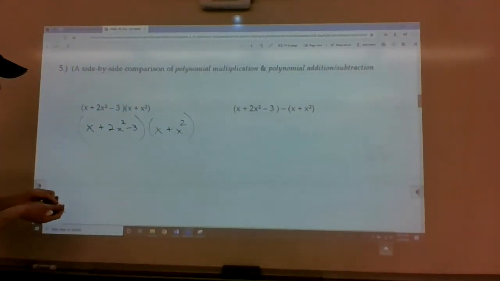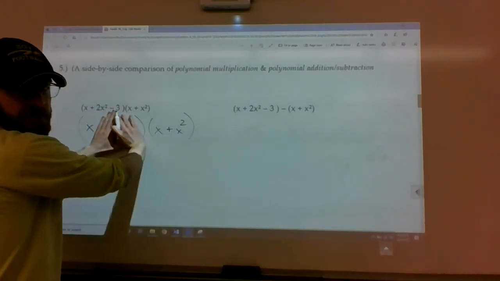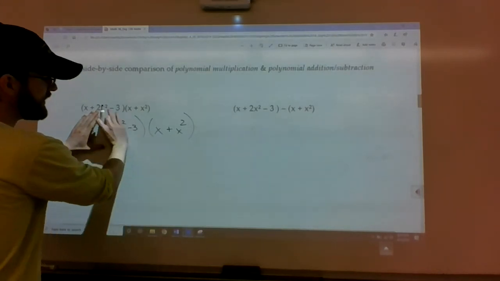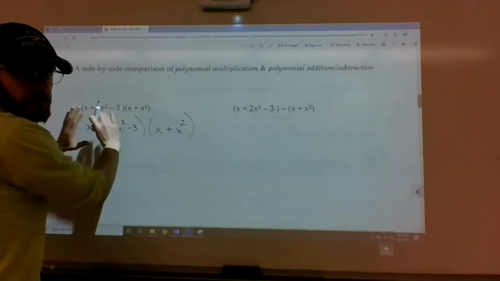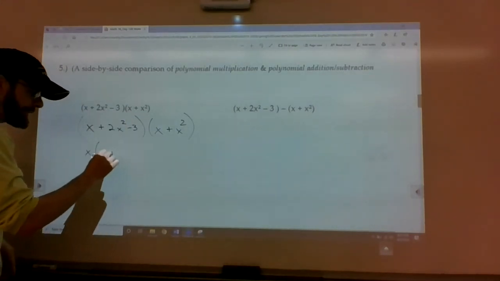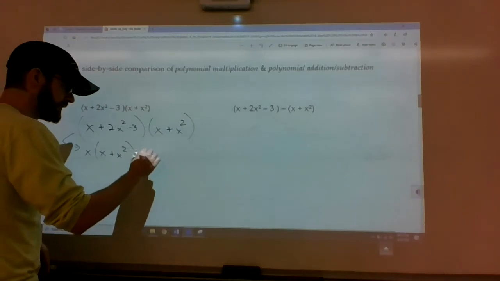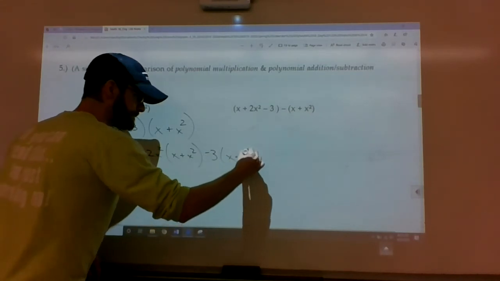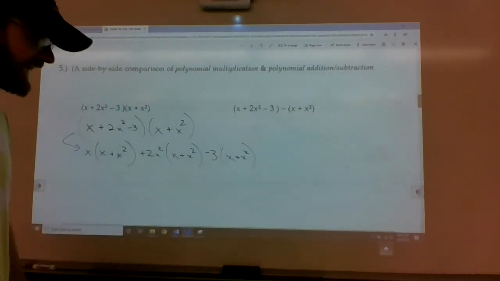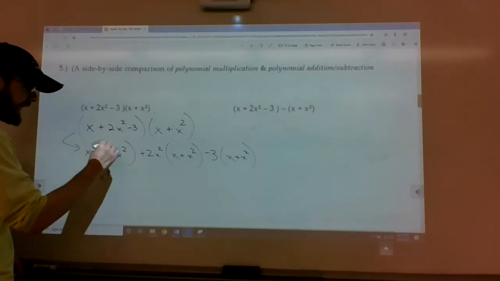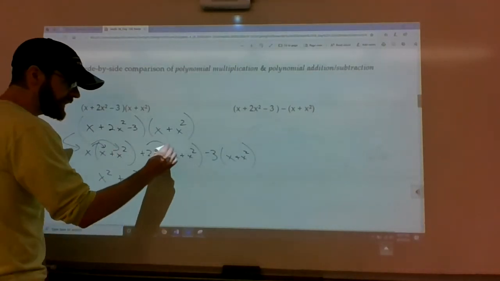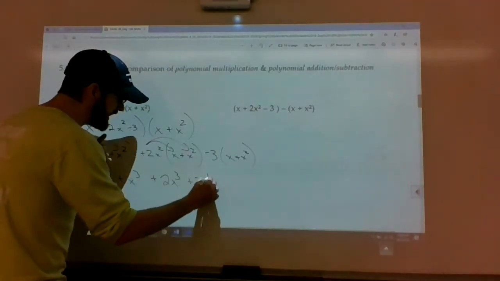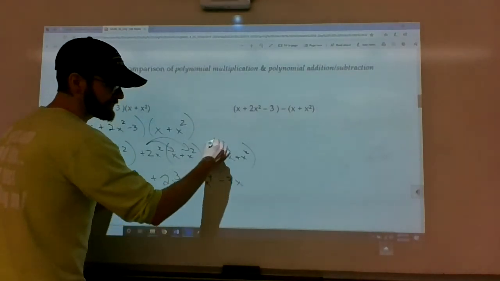So this one, all we got to do is say we're taking x times everything in x plus x squared. Then we're taking negative 2x squared times everything in the second group, and then negative 3 times everything in the second group. So if you try to map that out, it looks like this. And then you multiply as normal. X times x, x squared. X times x squared, x cubed. And I'm just going to multiply this all out. There is absolutely nothing new with what I'm showing you on this one.